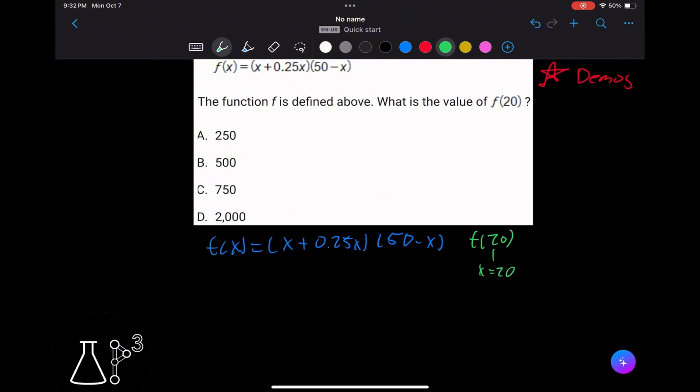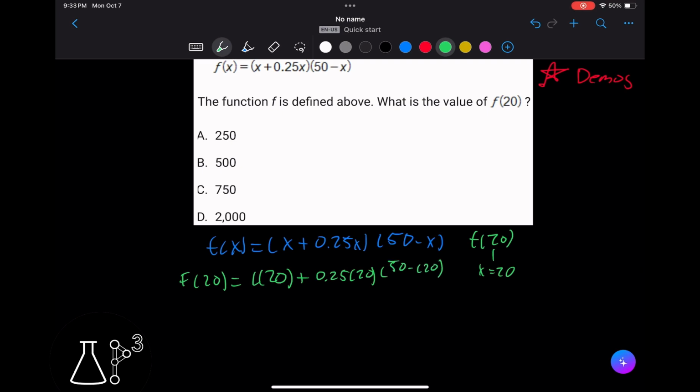So now what I have to do is plug in 20 into f of x to look for the value of y when x equals 20. So f of 20 equals 20 plus 0.25 multiplied by 20, and then close parentheses, and then open parentheses of 50 minus 20.